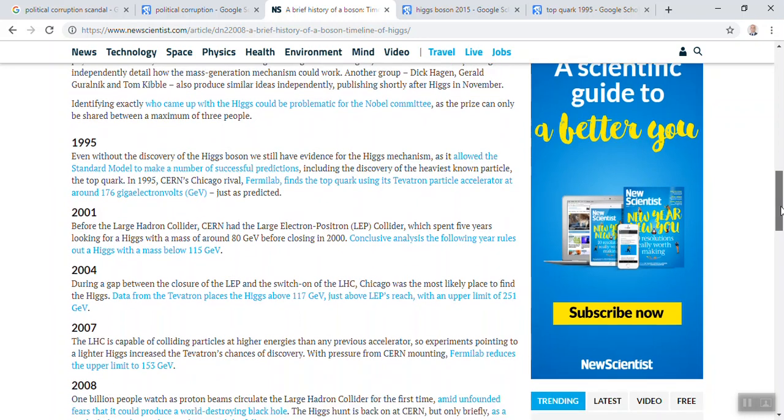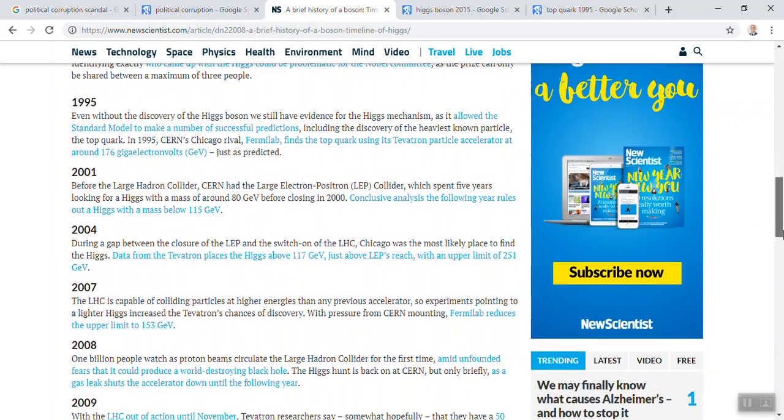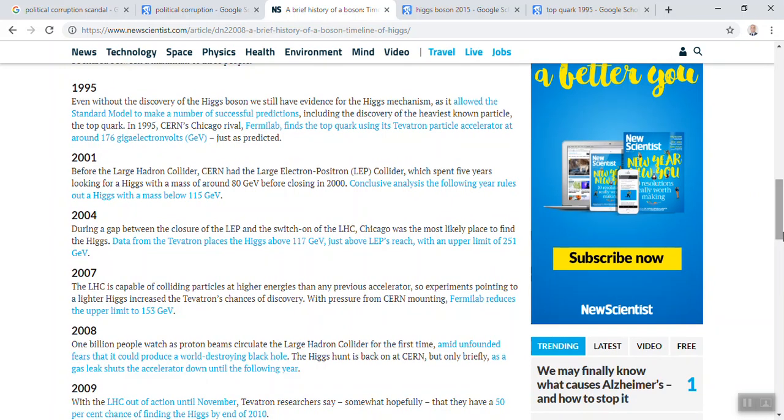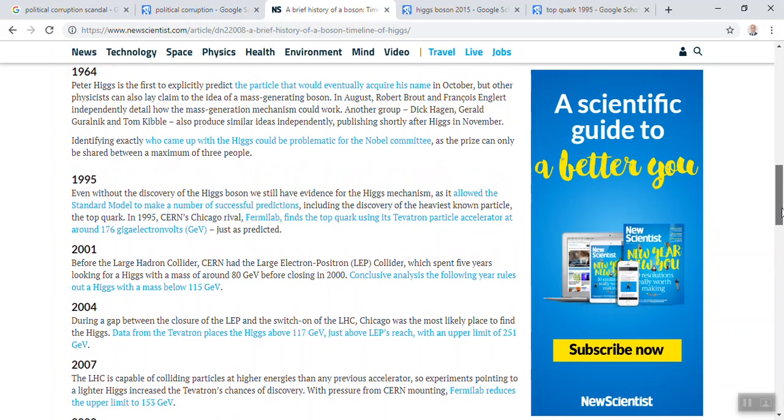Okay, so here we see 1 billion people watch as proton beams circulate the Large Hadron Collider. Okay, that's interesting, but is it literature? Has it been written about? Has it been written about by professors and published in a journal? I'm not so sure about 2008.